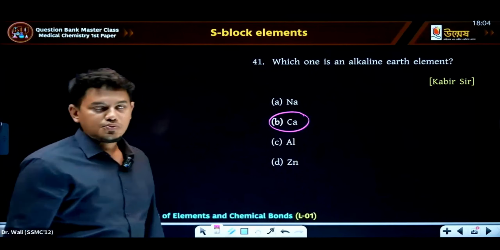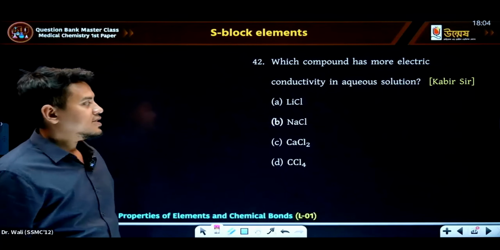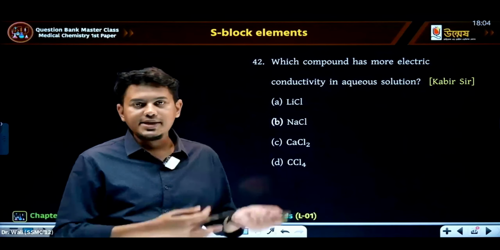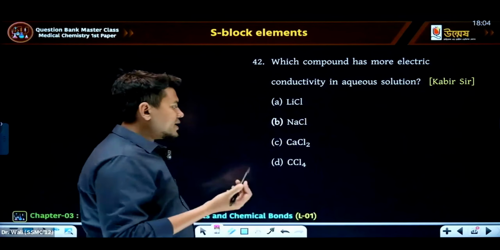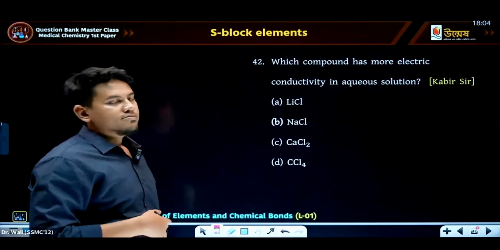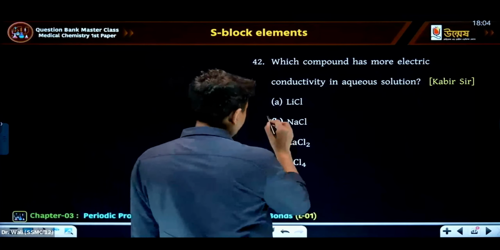Alkaline earth metal, actually within group 2, so it is calcium. Which compound has more electric conductivity in aqueous solution? Actually, this is also asking about the strongest electrolyte here. Here we can see lithium chloride, sodium chloride, calcium chloride, carbon tetrachloride. Which one is the stronger electrolyte? Actually, the answer will be sodium chloride.